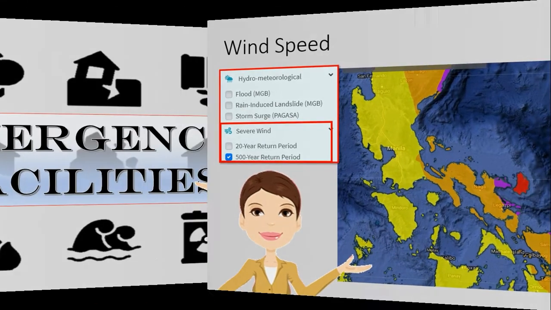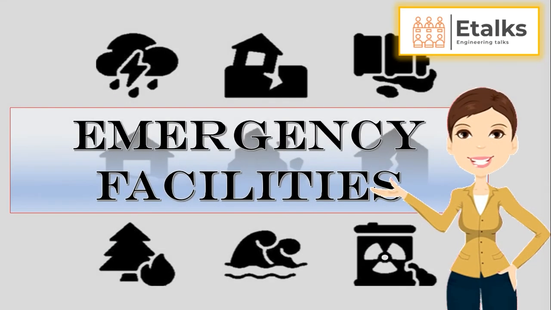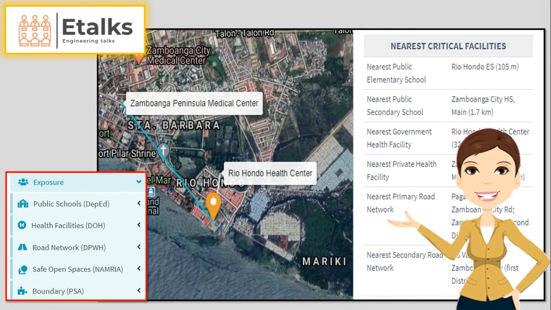HazardHunterPH also provides location of nearest critical facilities as follows: public schools, health facilities, road networks, safe open spaces, boundaries up to the Barangay level. These facilities could be used as evacuation sites and routes in the event the hazards mentioned above occur.